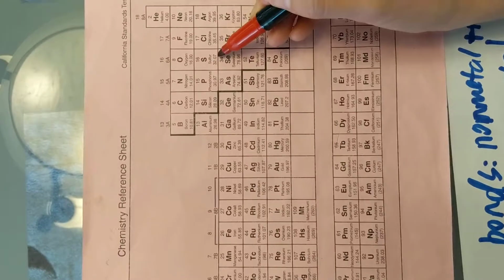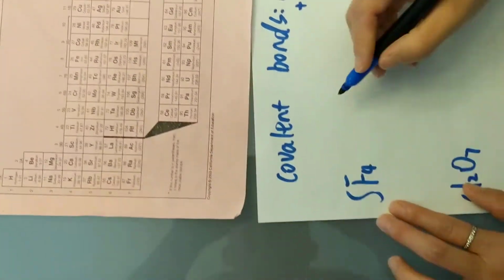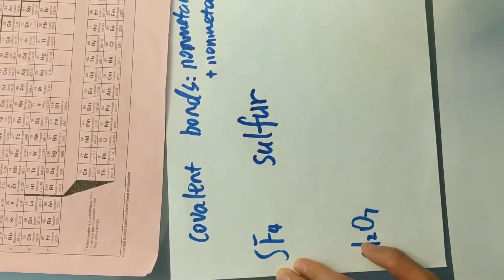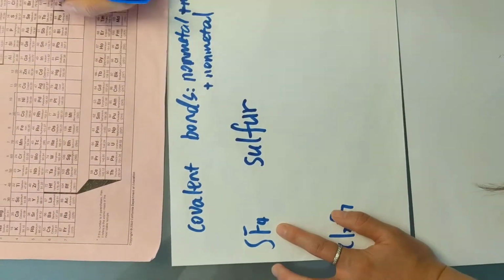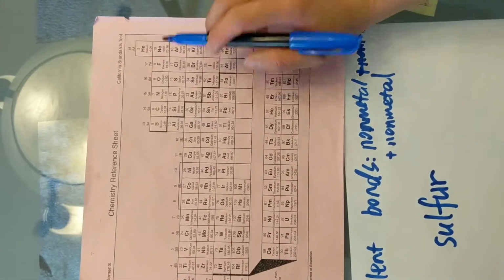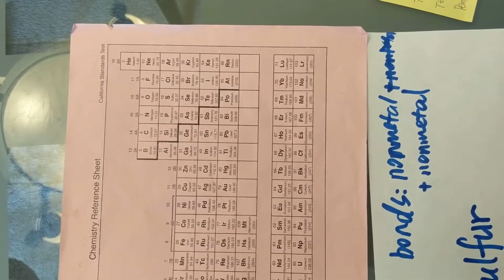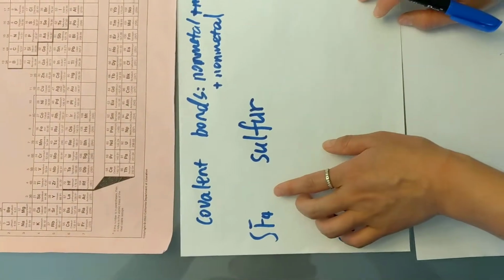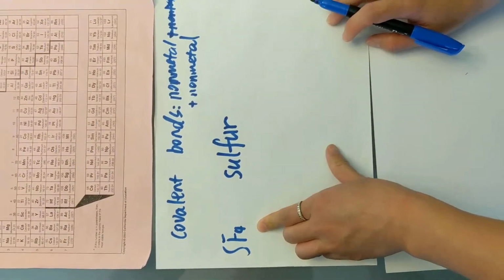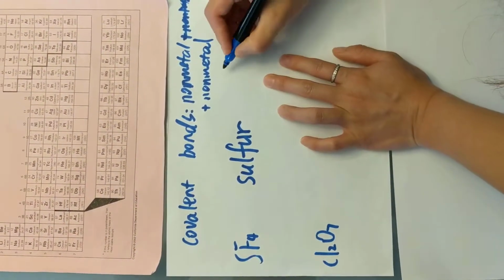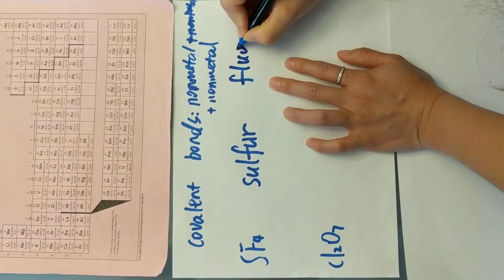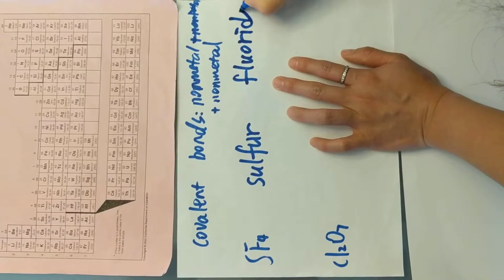S, from the periodic table, what is S? That is sulfur. F, fluorine. We should remove the end of the second element and add IDE here. So that is fluoride.